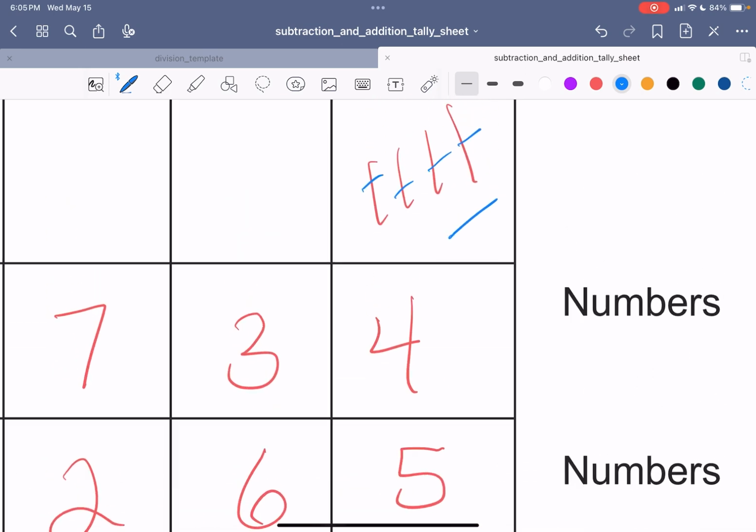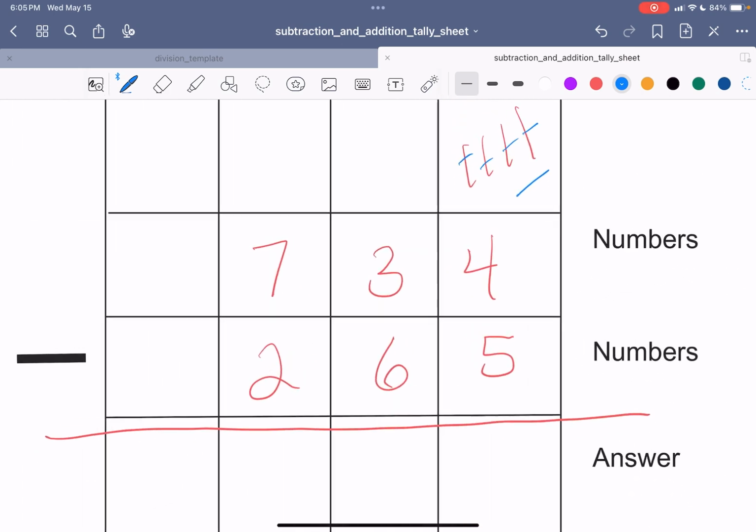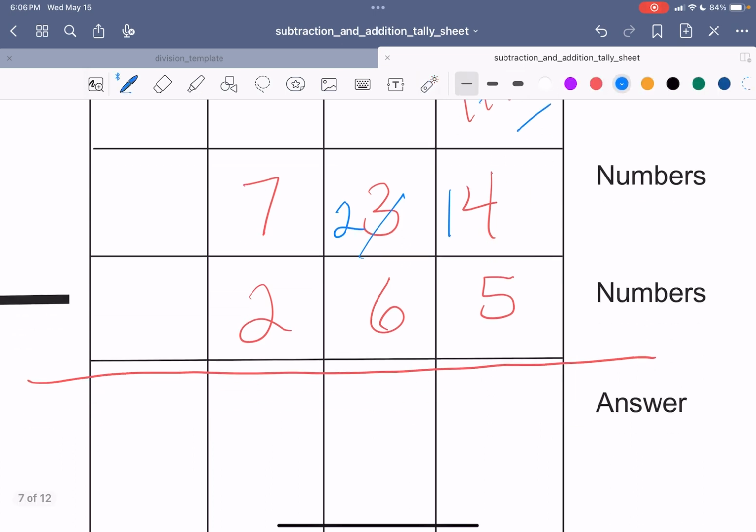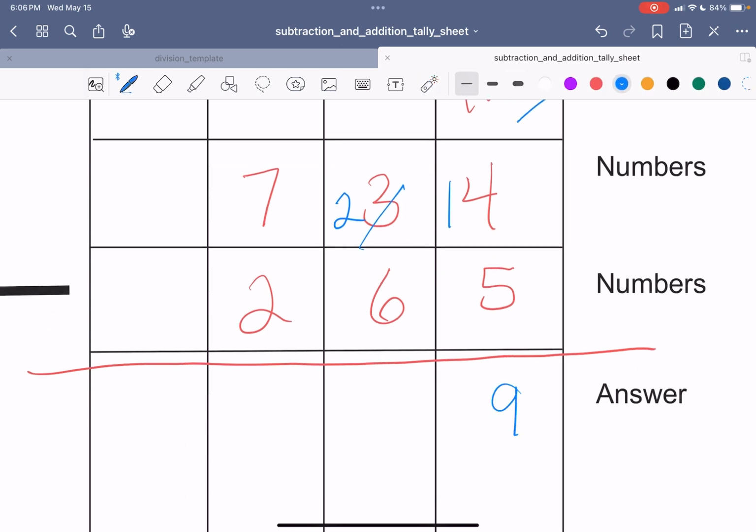So I'm going to have to borrow. So we have to take away 1 from the 3. The 3 is going to become a 2. And the 1 that I borrowed from the 3, I'm going to give it to the 4. So now the 4 becomes 14. 14 minus 5 is 9.